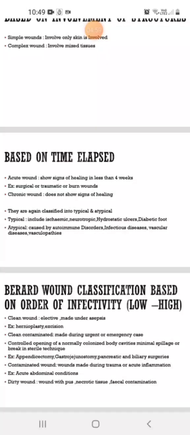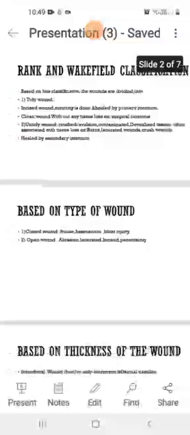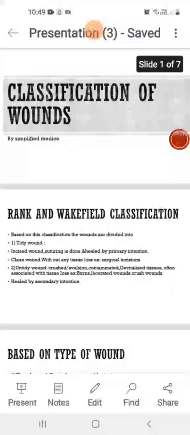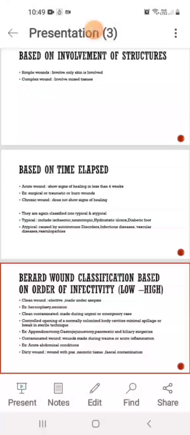Okay, the summary of this classification is as follows. The first classification is Rank and Wakefield classification. Based on it, the wounds are divided into two types, tidy and untidy wounds. Tidy wounds are incised, clean wounds without any tissue loss. Example, surgical incisions. Untidy wounds are contaminated and tissue loss is present. Example, crushed and avulsion injuries, burns, etc. The tidy wounds are healed by primary intention and the untidy wounds are healed by secondary intention.